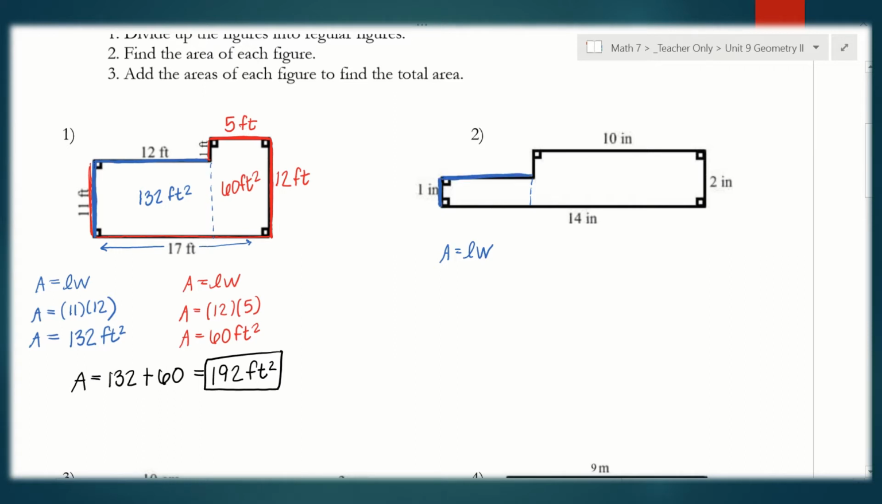Okay, so this 14 that's shown here, that's the length of the entire shape. So I don't want to use 14. And I also know that this, from here to here, is 10. So wouldn't it make sense that this would have to be 4? Because 4 plus 10 would give me that total length of 14. All right, so my length times my width gives me an area of 4 for this little rectangle here.